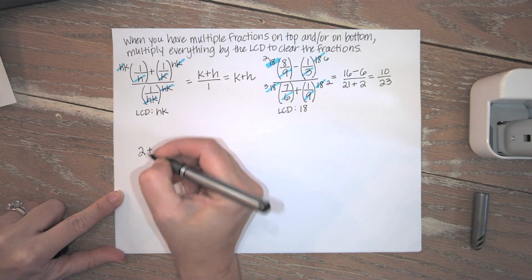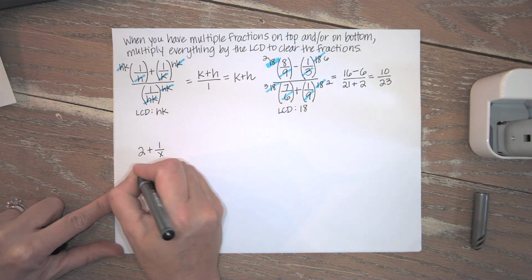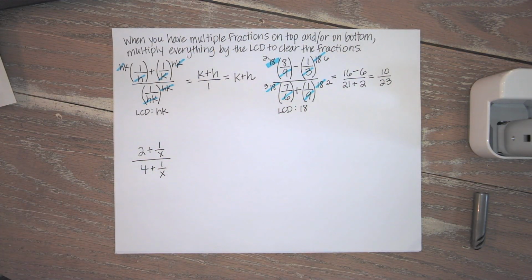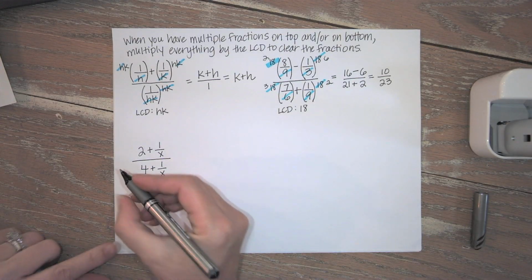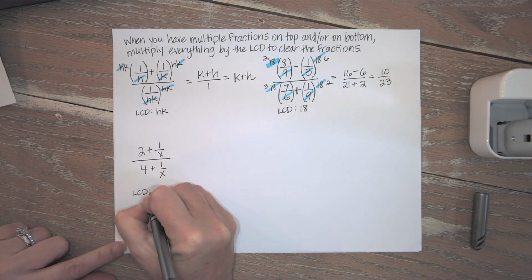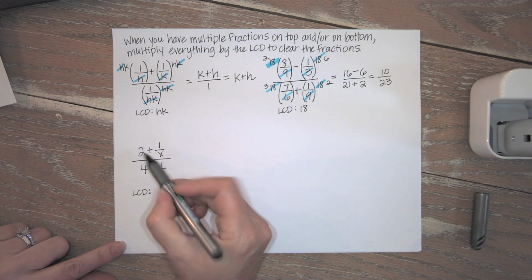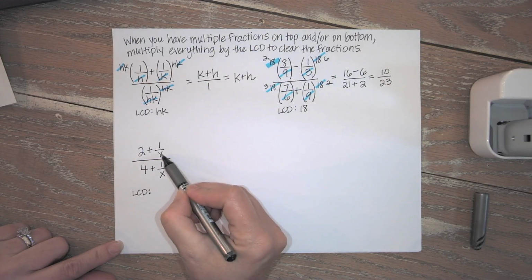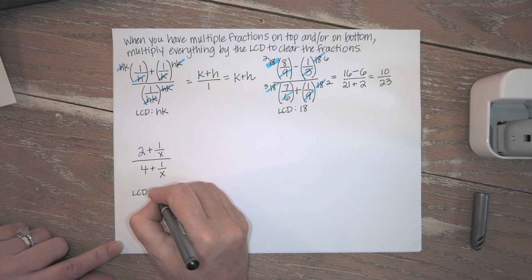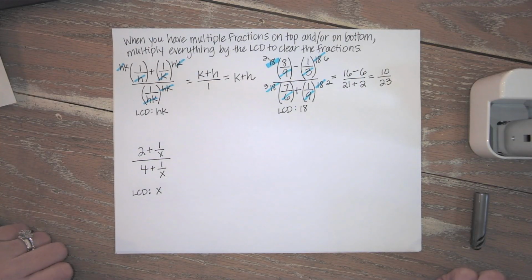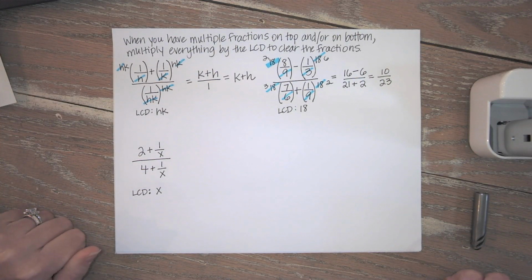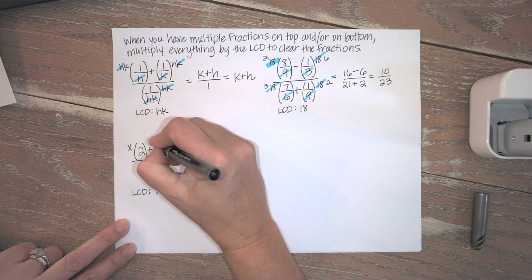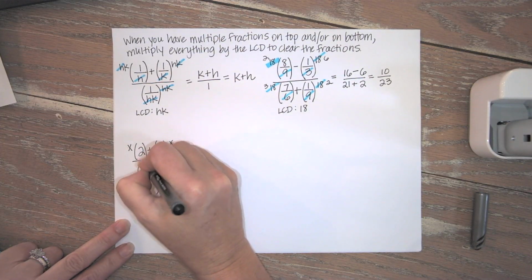We have 2 plus 1 over x over 4 plus 1 over x. Okay, so once again, we're looking for the least common denominator for everything that has a denominator. Now, we don't have to worry about 2 and 4. Those are whole numbers. They don't have a denominator other than 1. So we're really just looking at x and x, and those already are in common. They both have the same denominator, so that's our common denominator, x. So we're going to take all of the terms, even these whole numbers, and we're going to multiply them by that common denominator of x.